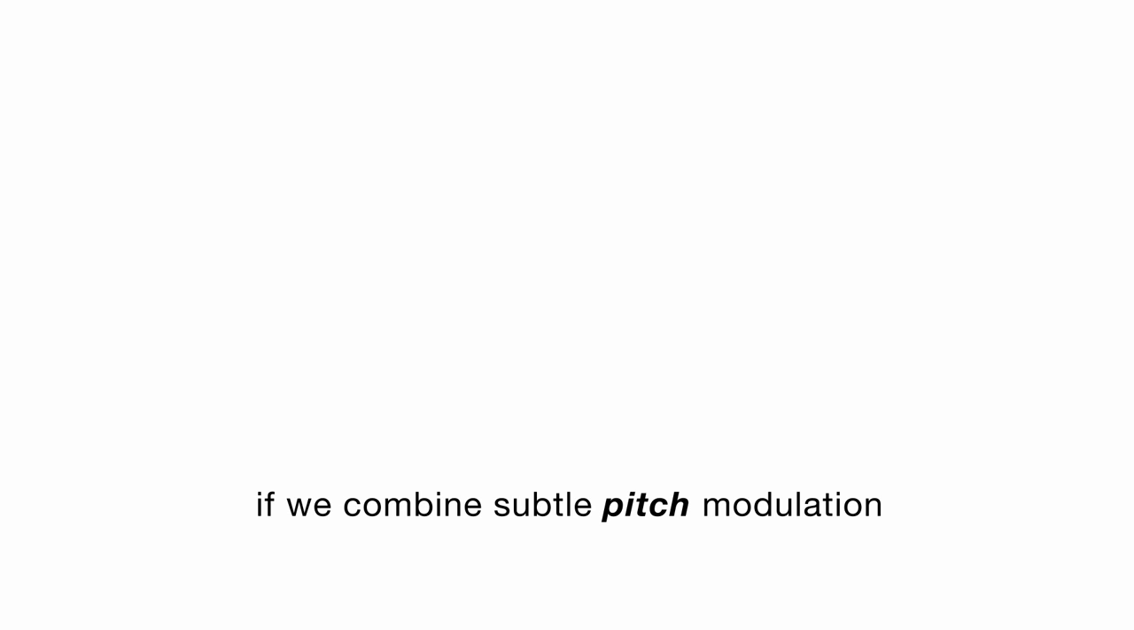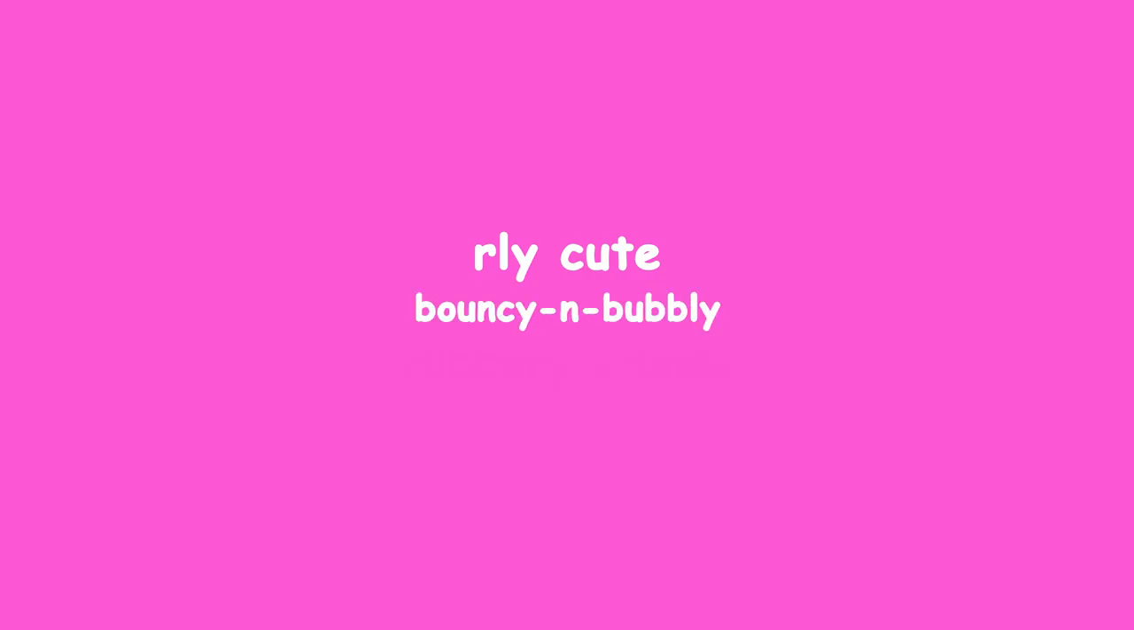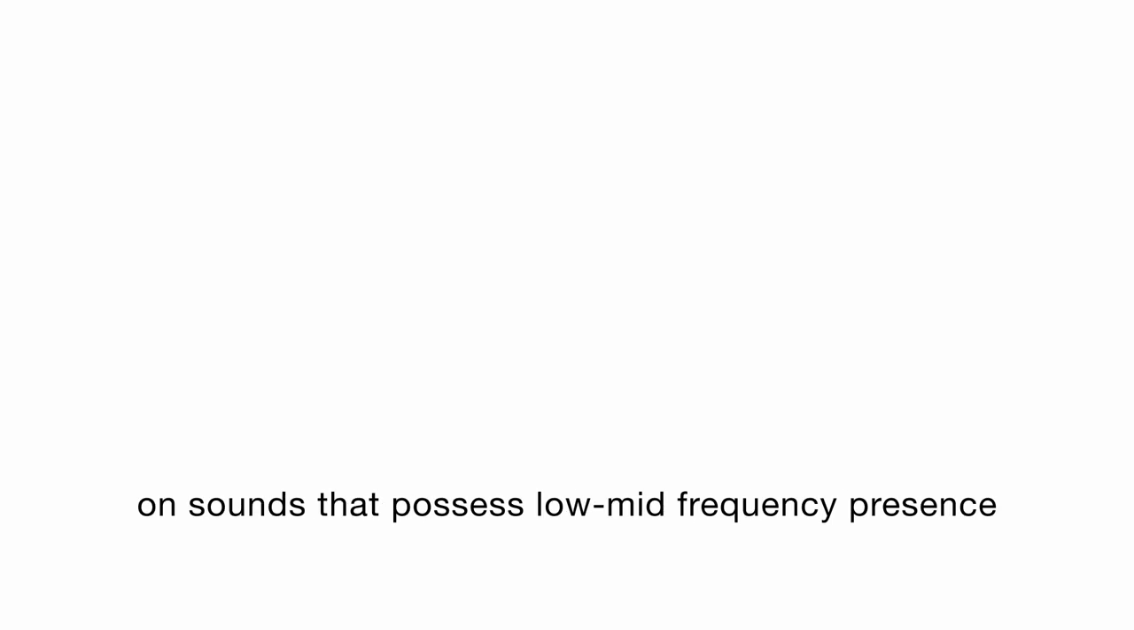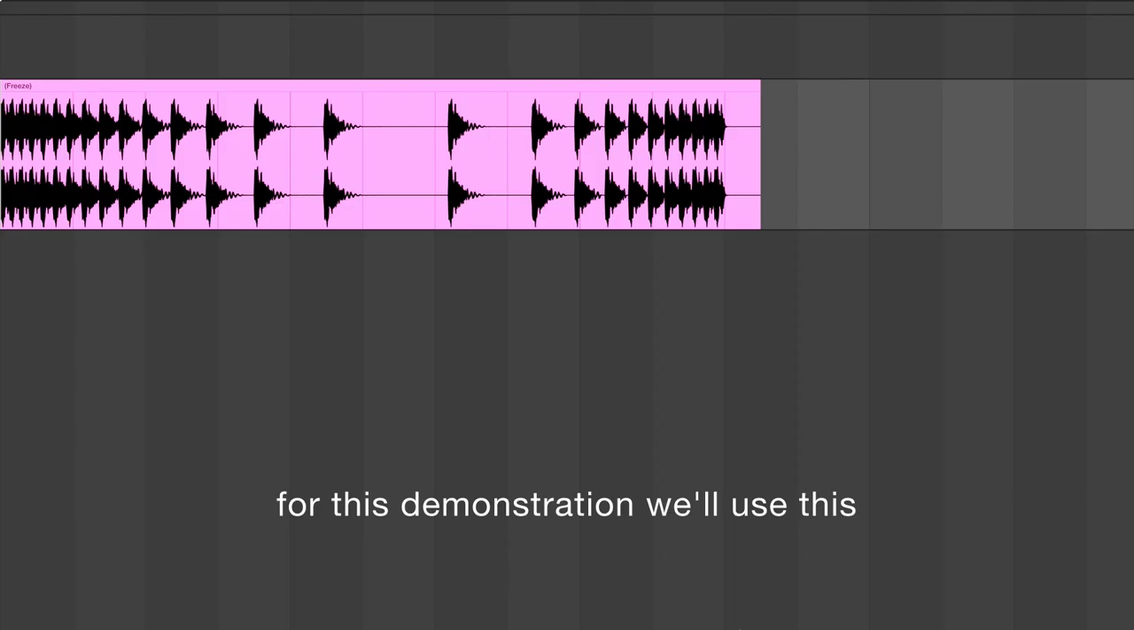If we combine subtle pitch modulation with high feedback values, we can create really cute, bouncy and bubbly, rubbery sounds. This technique works especially well on sounds that possess low mid-frequency presence and clear transient definition. For this demonstration, we'll use this exponential kick rhythm sample.